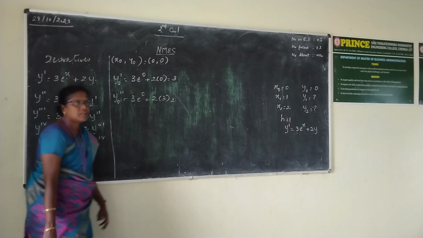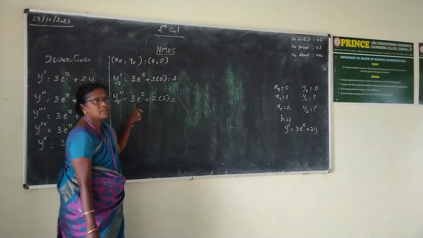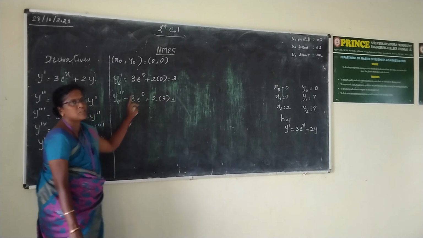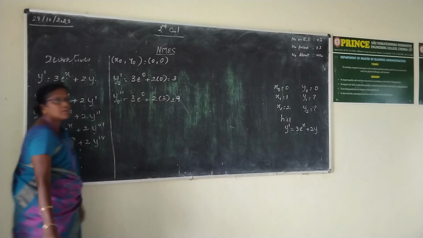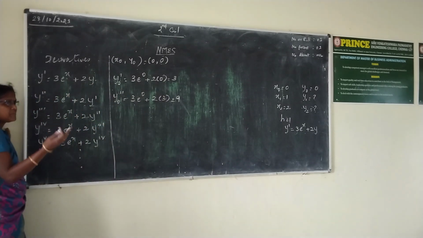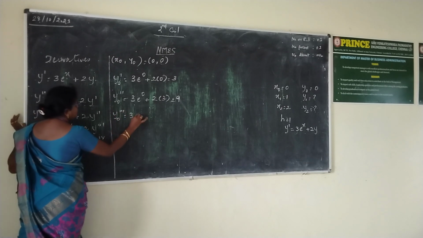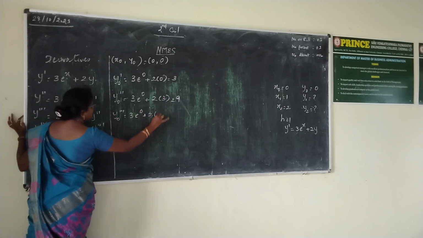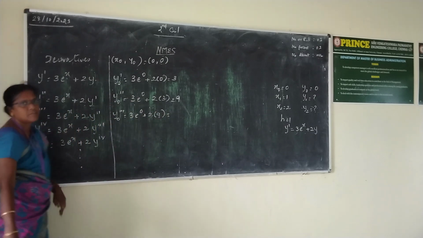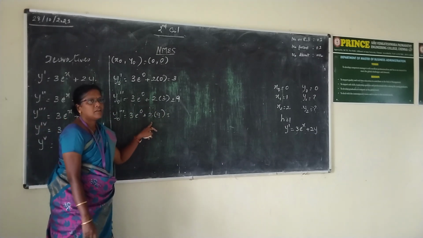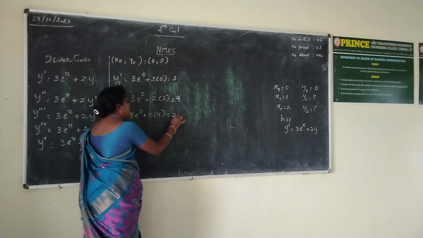So 3 into e power 0 plus 2 into 3 gives 9. Then y0 triple dash is 3 into e power 0 plus 2 into 9, because this will become y0 double dash. 9 into 2 will be 18, and 18 plus 3 will give you 21.